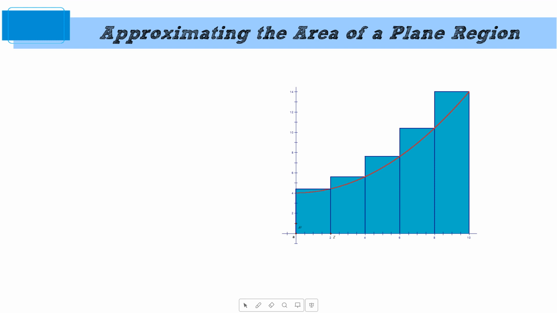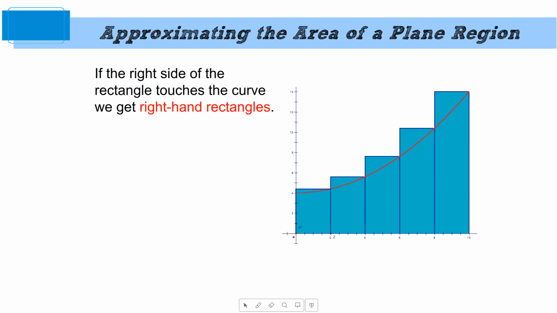They're above the line, correct. That's called circumscribed, by the way. We'll get to that later. Which side of the rectangle is touching the curve? Right-hand side. So these are right-hand rectangles. And our formula would change.